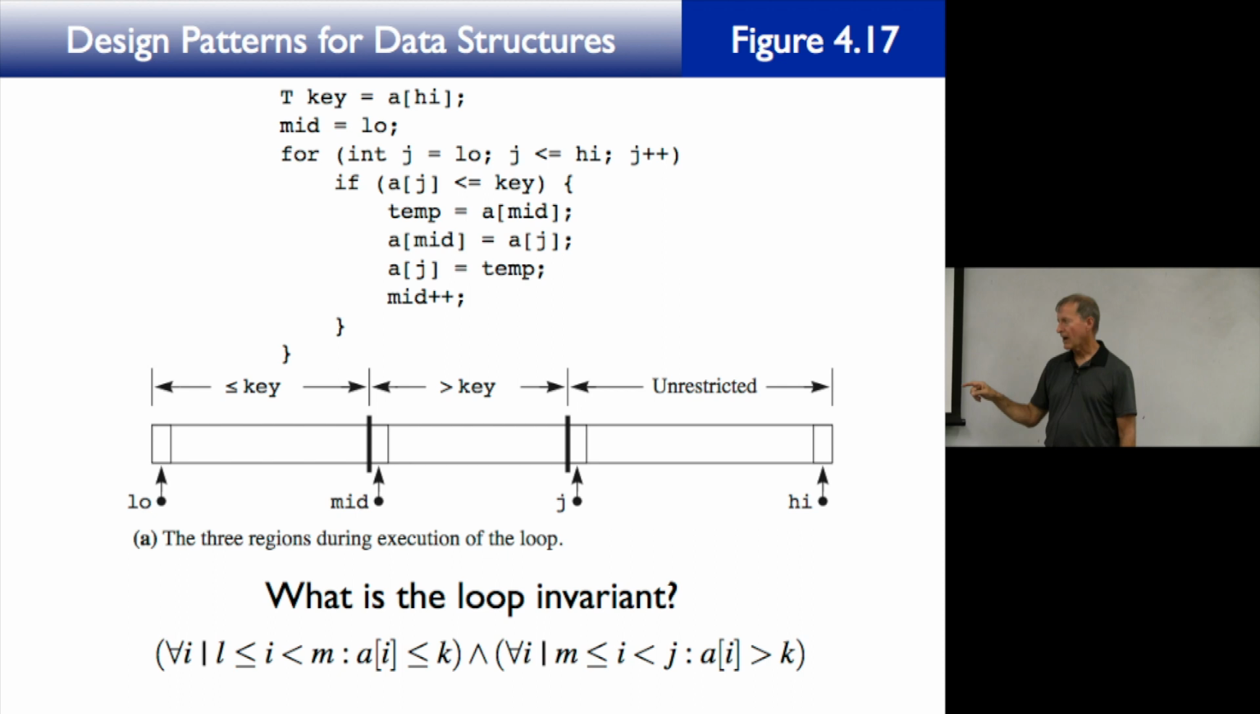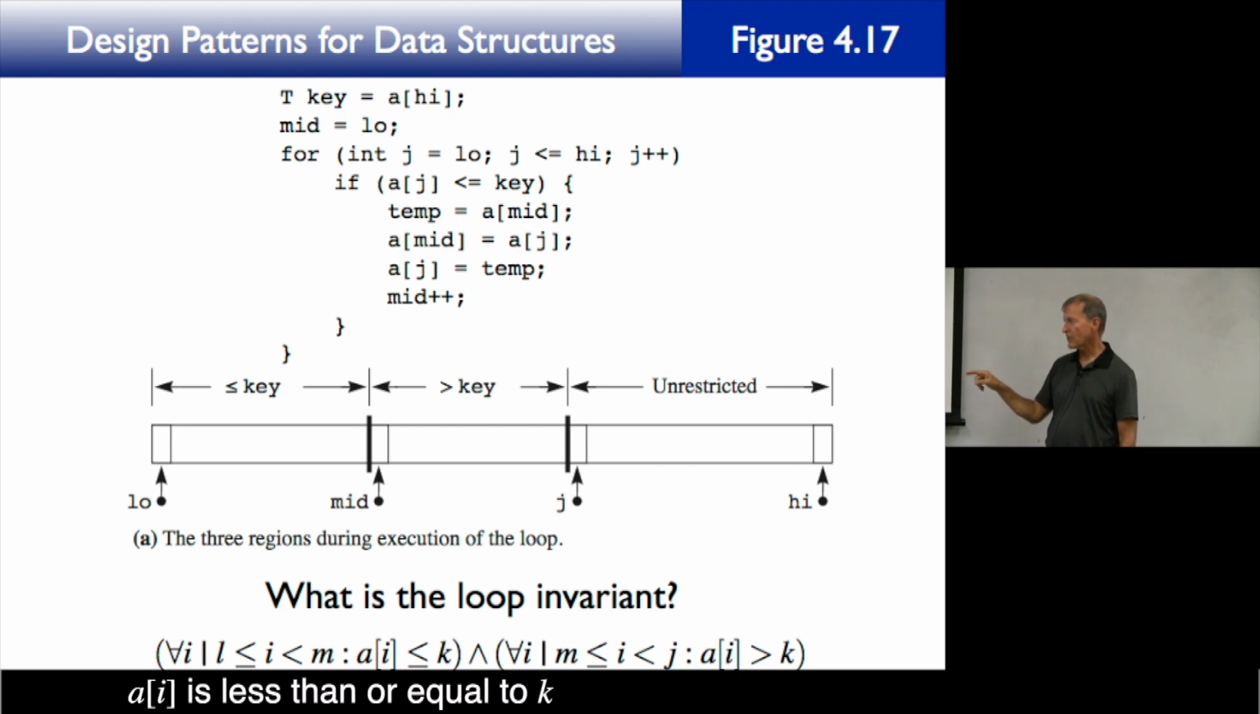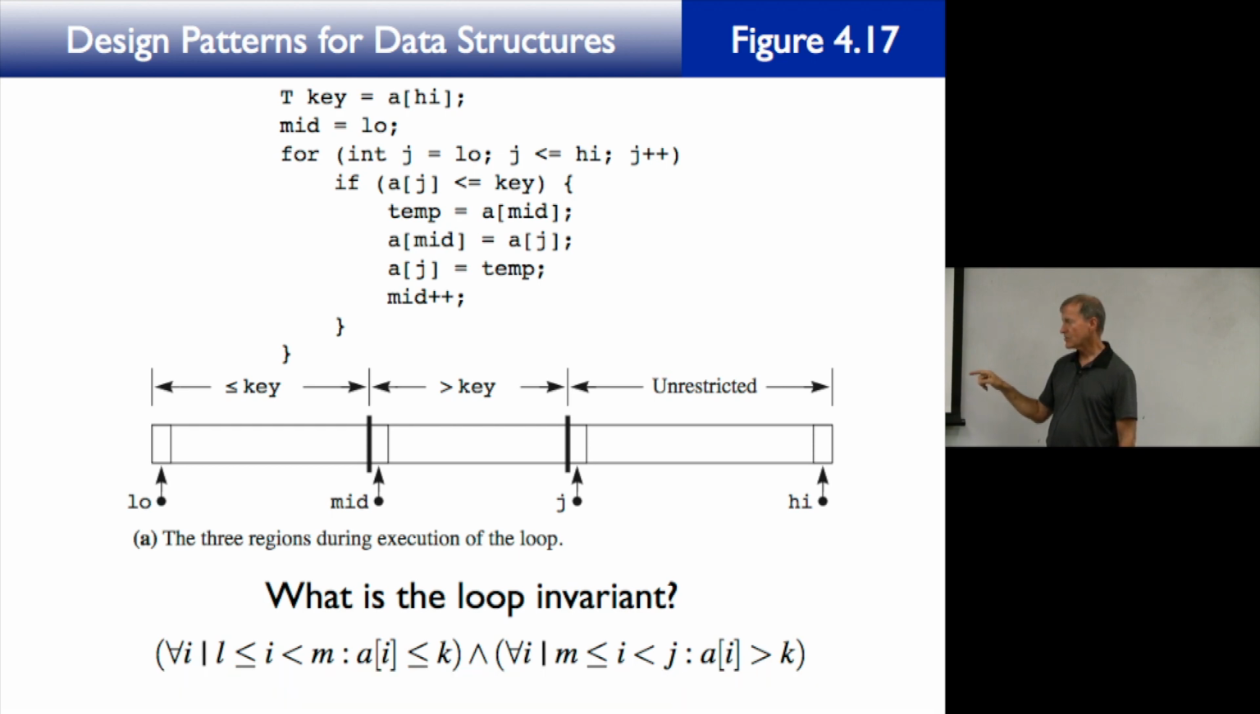Here it is. For all I, L less than or equal to I, less than M, A sub I is less than or equal to K, and for all I, M less than or equal to I, less than J, A sub I is greater than K. Are we good? We need to be able to write this down. So this is the loop invariant. This is what has to be true. The reason we split it in two is because two things have to be true. So it's a conjunction of these two quantified expressions.